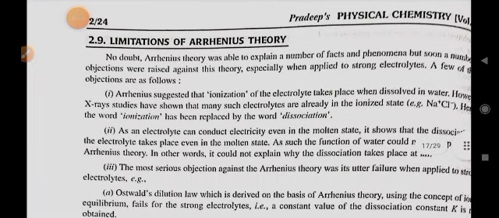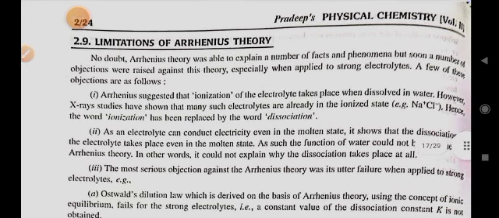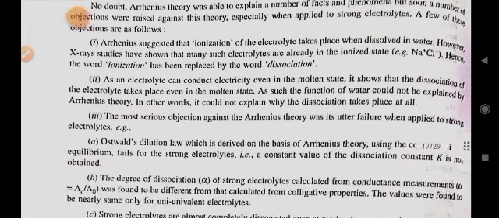Limitations of Arrhenius theory. No doubt Arrhenius theory was able to explain a number of facts and phenomena, but soon a number of objections were raised against this theory, especially when applied to strong electrolytes. A few of these objections are as follows. Arrhenius suggested that ionization of the electrolyte takes place when dissolved in water. However, X-ray studies show that many such electrolytes are already in the ionized state, and the word ionization has been replaced by the word dissociation.